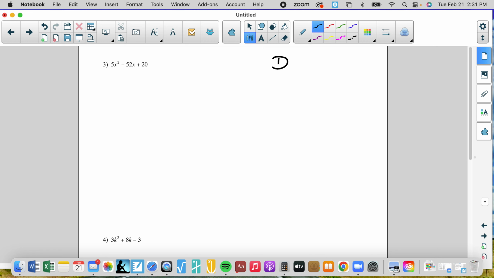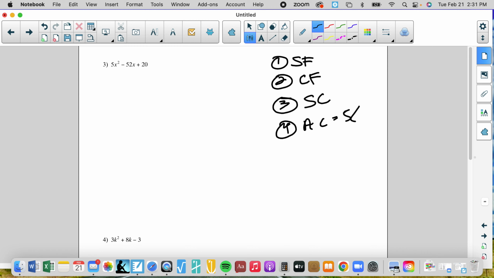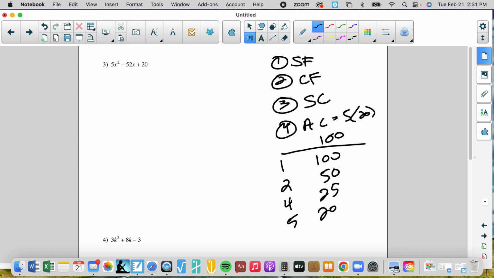So first thing, standard form, yes. Common factor, close. 5 goes into 5x, 5 goes into 20, but 5 does not go into 52. So there is no common factor. Is it a special case? Nope. 20 is not a perfect square. So I'm going to do a times c. A is 5, c is 20. That gives me 100. Factors of 100 are 1 and 100, 2 and 50, 3 no, 4 and 25, 5 and 20, 6 no, 7 no, 8 no, 10 and 10.